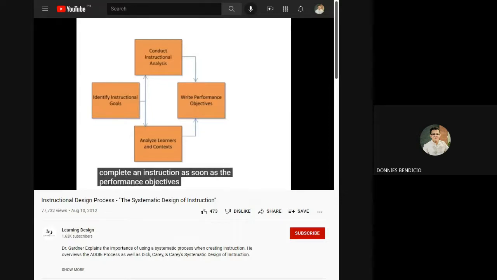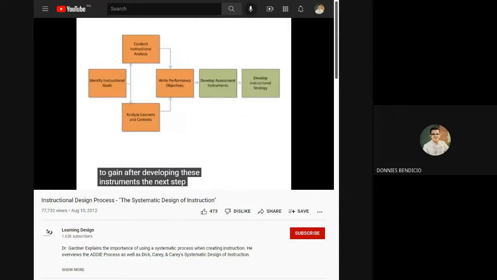As soon as the performance objectives have been created, the next step is to develop assessment instruments. These measure the learner's ability to perform whatever you described in those objectives. It's a way of finding out how well your instruction has worked and whether or not the learners have gained what you want them to gain. After developing these instruments, the next step is to develop your instructional strategy. This is similar to the design phase. You plan out your instruction. Really try to figure out how we're going to present new content, examples, demonstrations, how the learners are going to interact with the materials, and how you assess the learners.